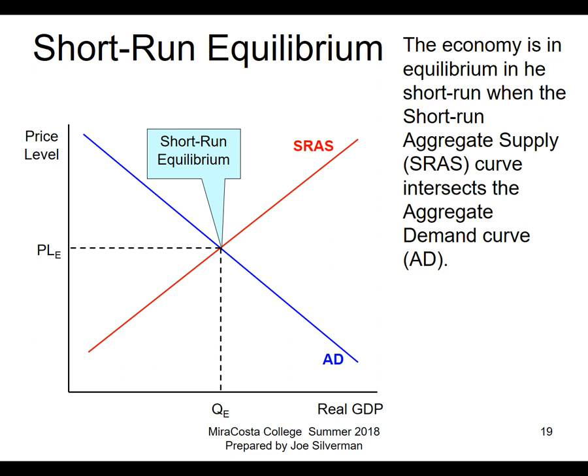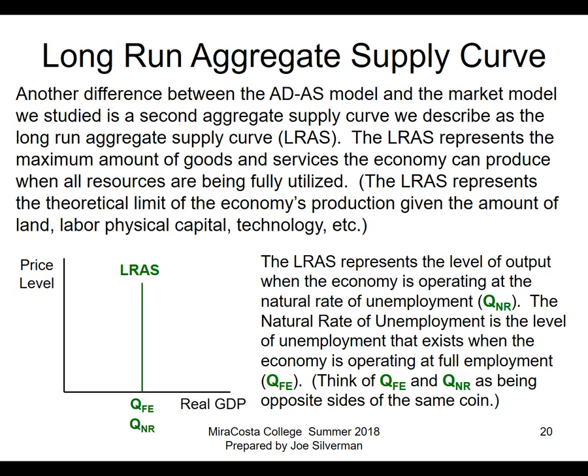We ended last lecture talking about short-run equilibrium, and I mentioned that short-run equilibrium is where the aggregate demand curve intersects a short-run aggregate supply curve. I'm going to introduce now a thing called the long-run aggregate supply curve. We model the long-run aggregate supply as a vertical line coming up from the real GDP axis, and where it comes out of real GDP is either what we call the level of real GDP at the natural rate of unemployment, that's what I mean by QNR, or the full employment level of output.